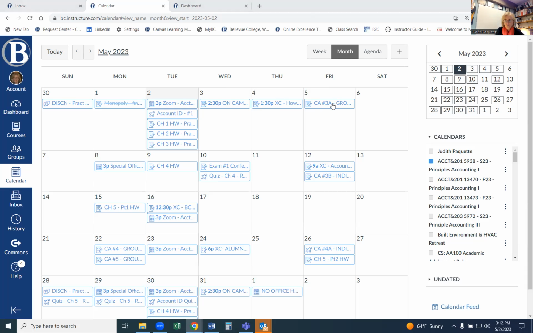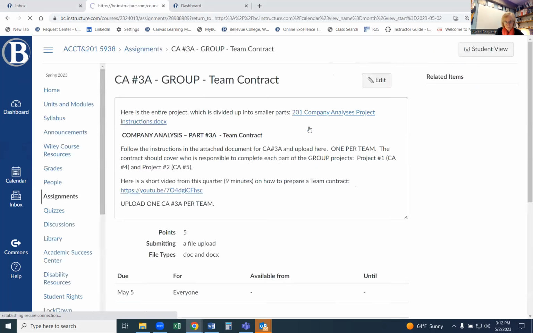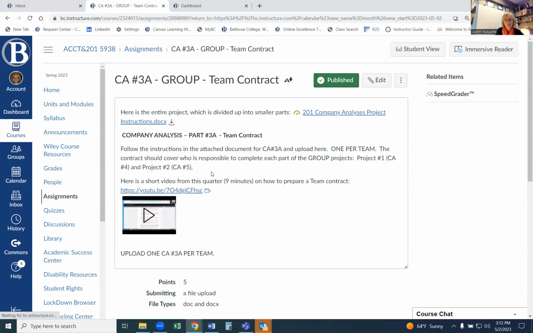So, okay, Friday, you guys need to organize your team contracts. And that means going back to your groups and saying who's doing what part of the project, okay? So if you click on this, open it up, you need to reach out to your teams and do just part 3A, the team contract. That's just a list of your teammates and who's doing what part of project 1, which is a PowerPoint video and a video. And then later project 2, which is the ratio analysis.